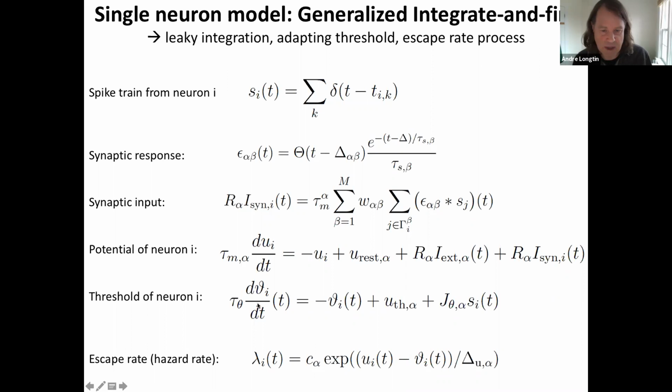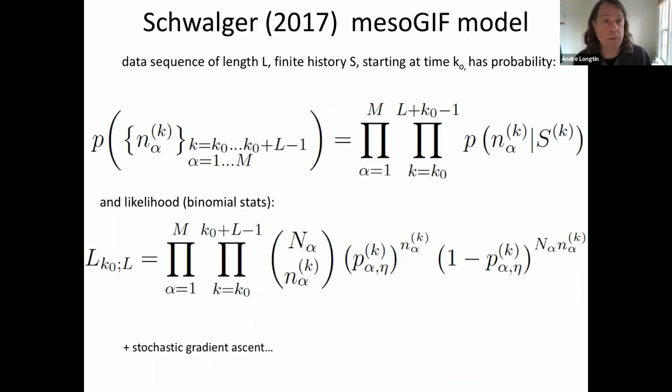It has a threshold that goes up every time there's a firing. This is the model by Thilo, Schalger, and Gerstner's group. It's called the Meso-GIF model. You can write down a probability of observing a certain sequence of spikes. Just take that for granted. You can say, what's the probability that I observe the sequence of spikes from the model? And then I can write down a likelihood from this using binomial statistics. That's the basic idea, and this is going to be optimized using stochastic gradient descent.